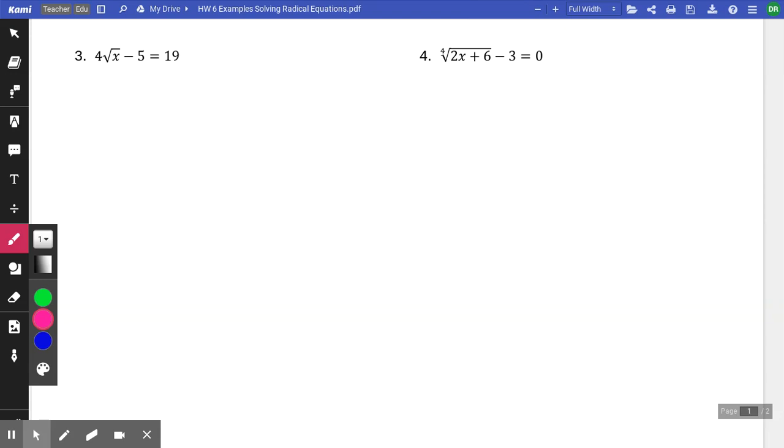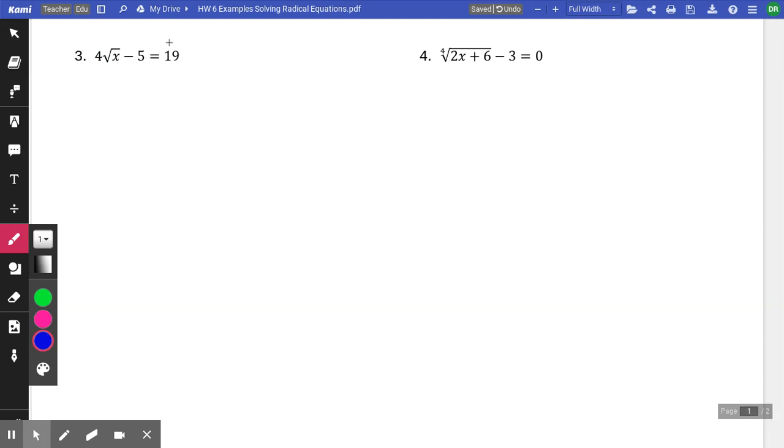Number 3 also has a square root. In this case, we have 2 numbers that we have to deal with. So the square root is just here. It's the square root of x. And there's nothing else under that sign. So the first things we have to do are get rid of any values that are not underneath the square root. So in this case, there's a 4 in front and a -5 afterwards.